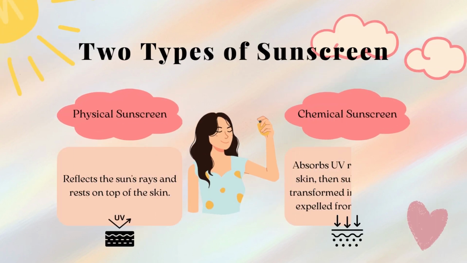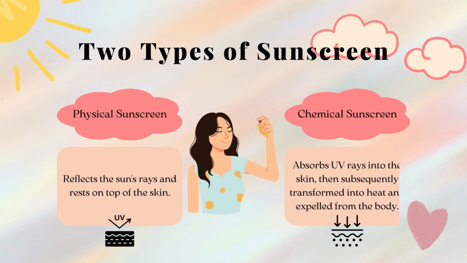There are 2 different types of sunscreen. The first type is physical sunscreen, which reflects the sun's rays and rests on top of the skin. The second type is chemical sunscreen. It absorbs UV rays into the skin, which are then transformed into heat and expelled from the body.